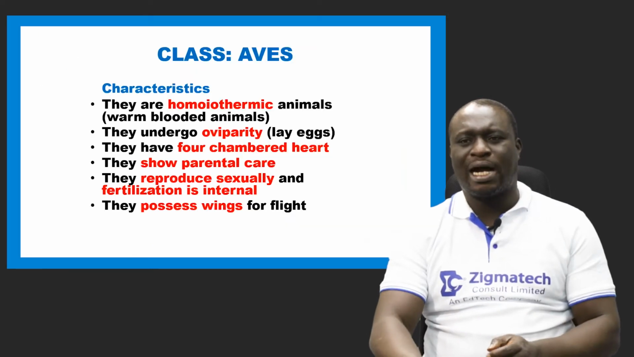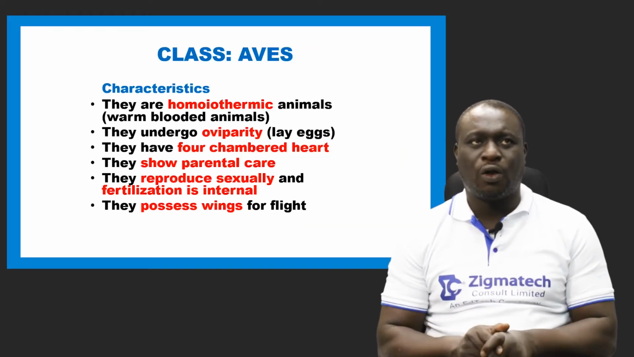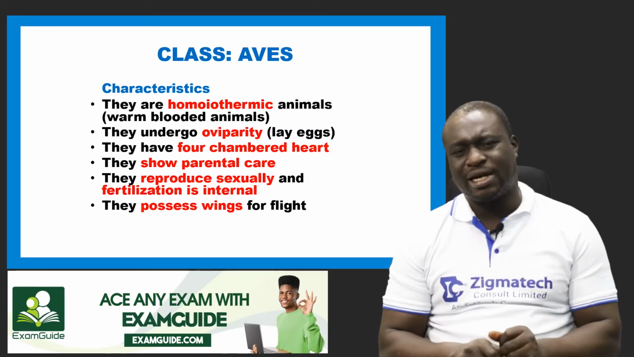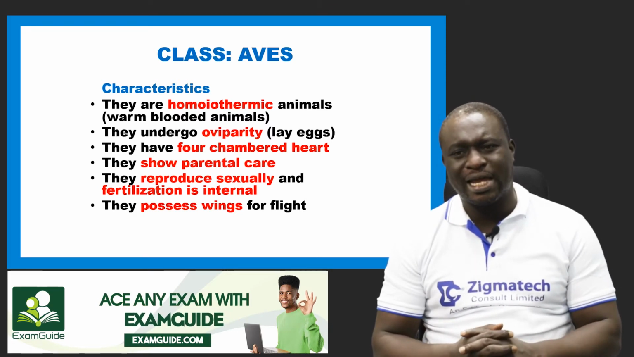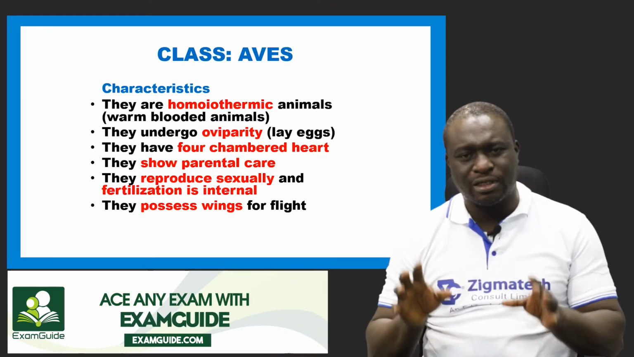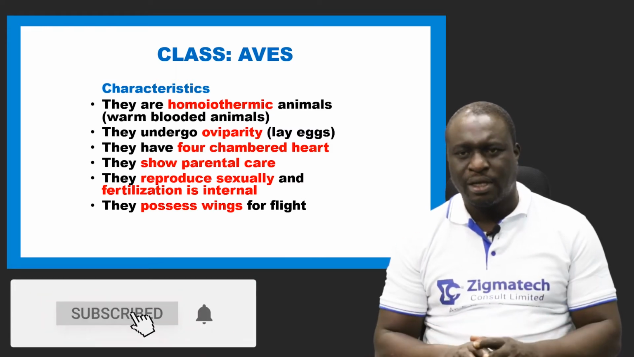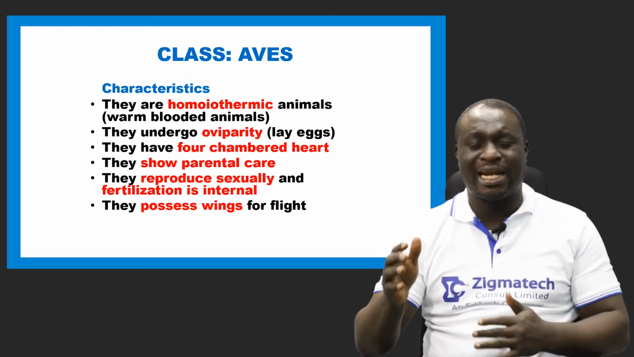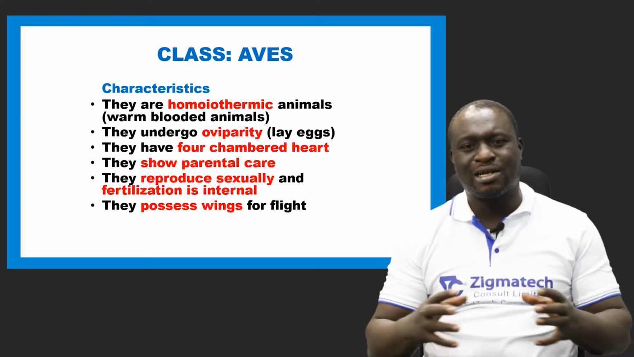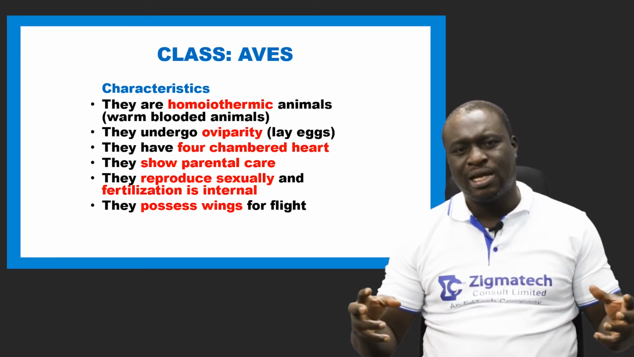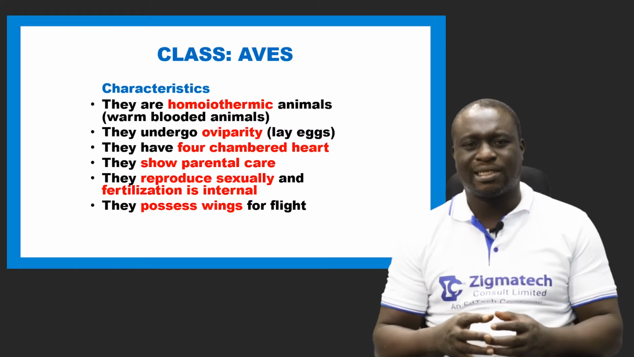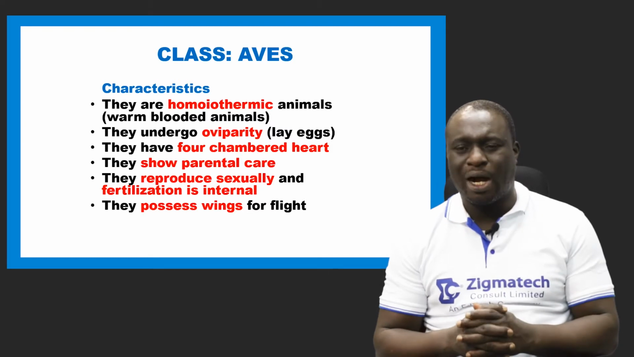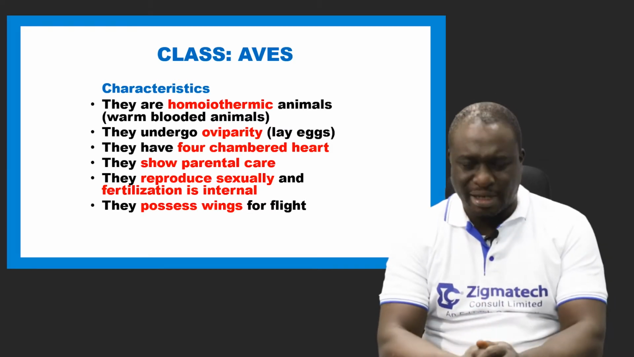Now let's take a look at the next class, which is referred to as aves. There are several characteristics we can see under aves. Please take note of those letters highlighted in red. The reason I'm saying you should take note of these is that we can use them to derive differences among these classes of phylum chordata. Okay?